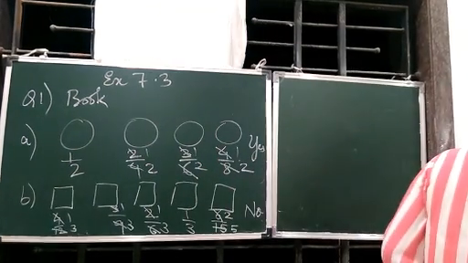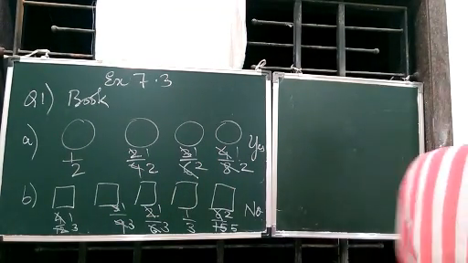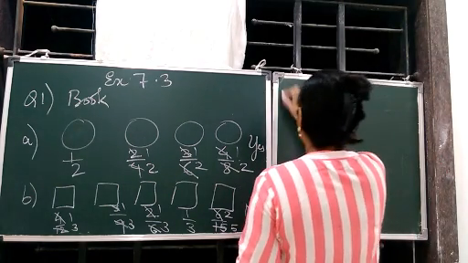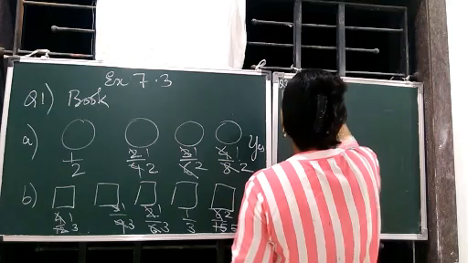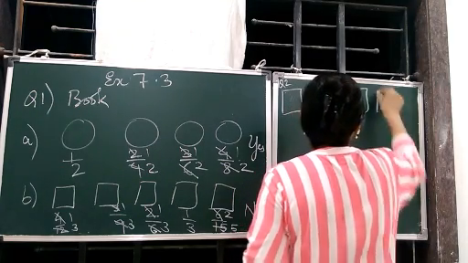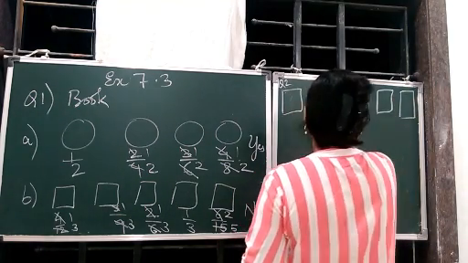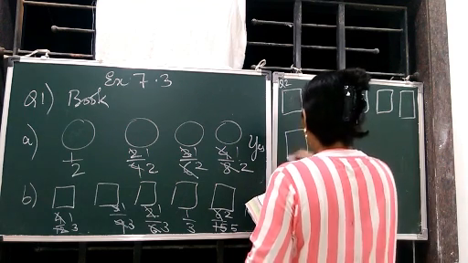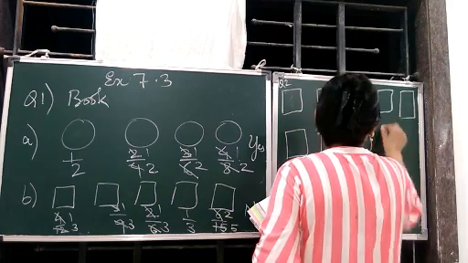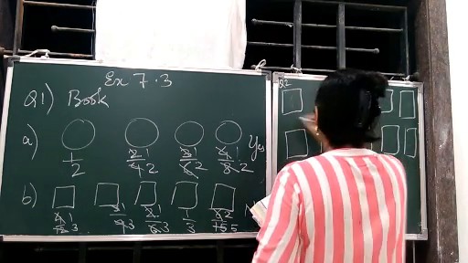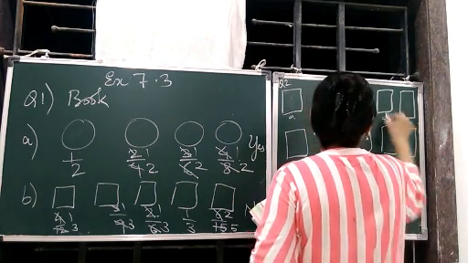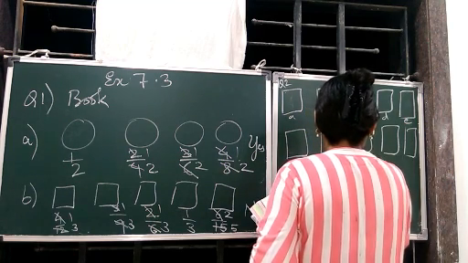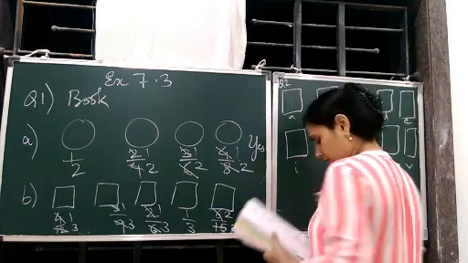Question number 2. Again, diagrams are there. We have to write the fractions. So children, 1, 2, 3, 4, 5. There are 5 diagrams. I am just making small boxes like this to show the diagram. 1, 2, 3, 4, 5. Then 1, 2, 3, 4, 5. These are A, B, C, D, E. This is 1, 2, 3, 4, and this is 5.